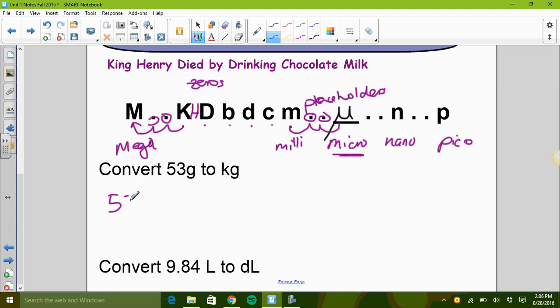So for example, this first question says I have 53 grams and I want to convert it to the unit of kilogram. Well, you're probably thinking in your head, okay, a kilo is bigger than the base unit that I have right here in the middle. I'm going to change colors for us here. So kilo is bigger than base by the nature of 1, 2, 3. So it's 1,000 times bigger.